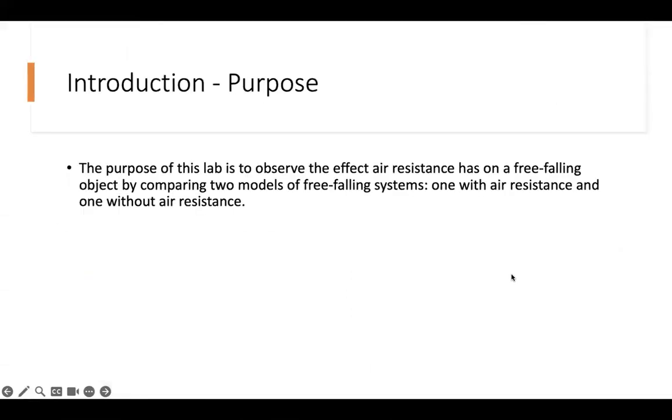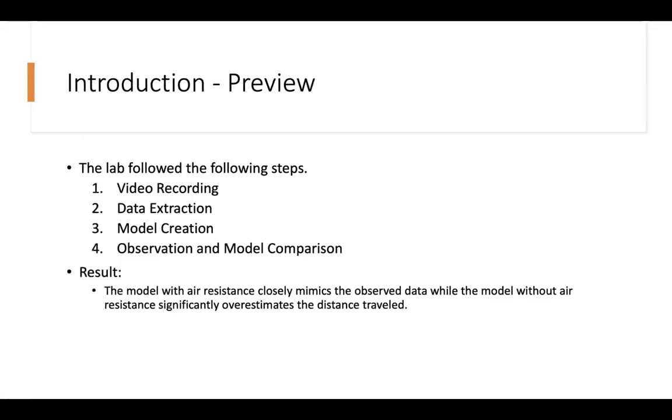The purpose of this lab is to observe the effect air resistance has on a free-falling object by comparing two models of free-falling systems, one with air resistance and one without air resistance. The lab followed these steps. Step 1, video recording. Step 2, data extraction. Step 3, model creation. And Step 4, observation and model comparison. The result was that the model with air resistance closely mimicked the observed data, while the model without air resistance significantly overestimated the distance traveled.